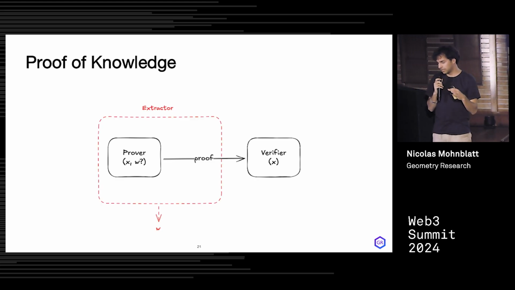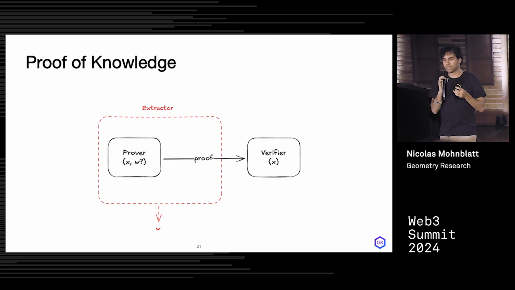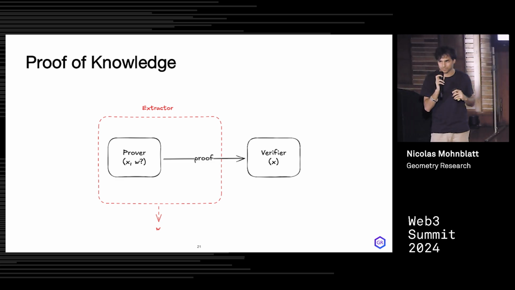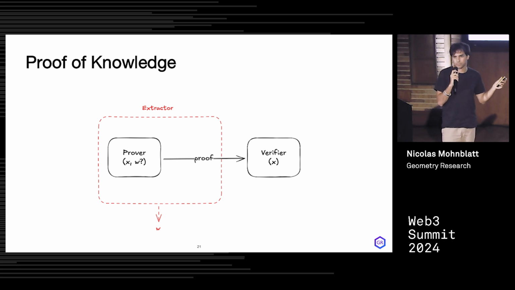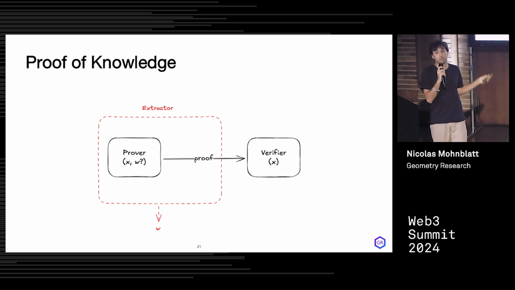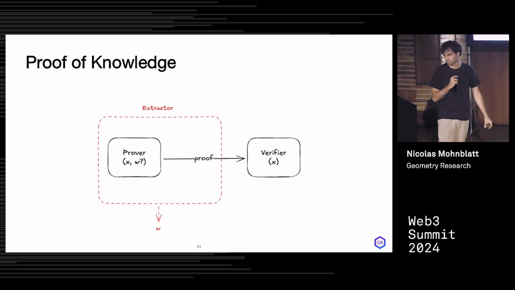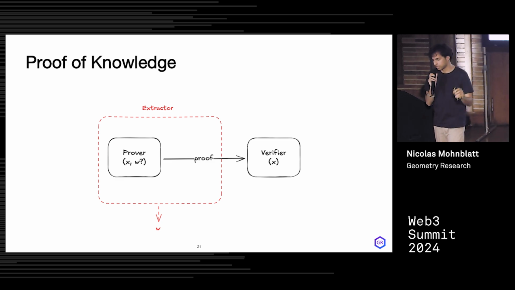And usually we define this property by saying, okay, if I can have this machine called an extractor that runs on the prover and the proof and outputs the witness, then it must be the case that the prover knew the witness. Cool, that's our definition.